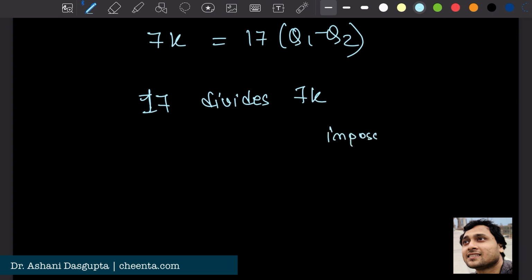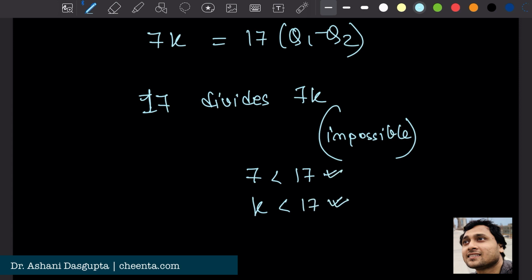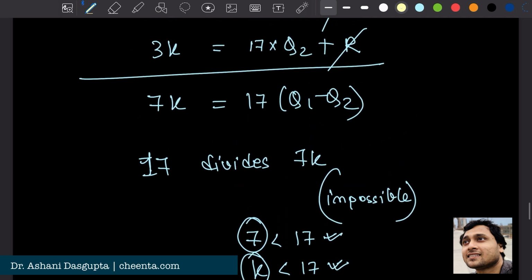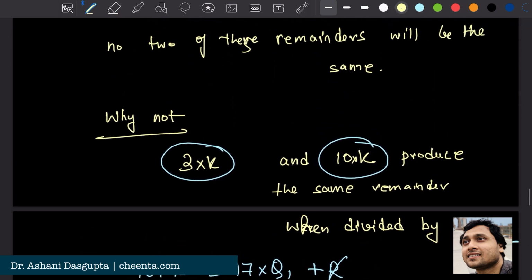But that's not possible. Why? This is impossible because both 7 and k are smaller than 17, and 17 is a prime number. Since both 7 and k are smaller than 17 and 17 is a prime number, therefore the product of 7 and k cannot be divisible by 17. I just used actual numbers to make the argument simpler for you, but you can run it with pure algebraic letters and the argument will be exactly the same.